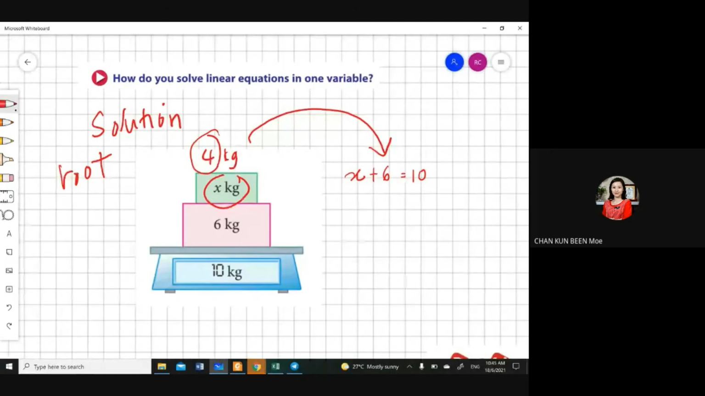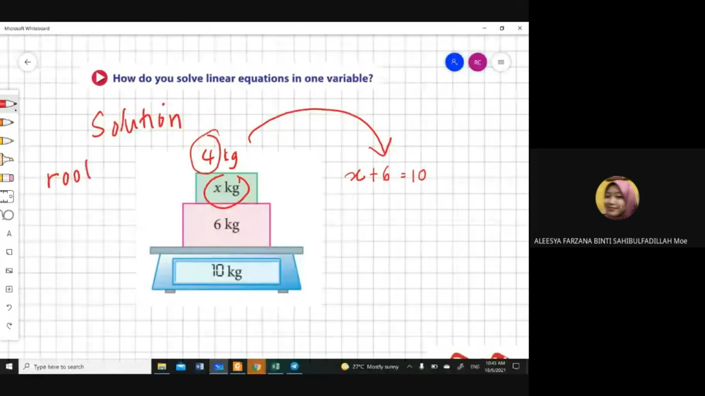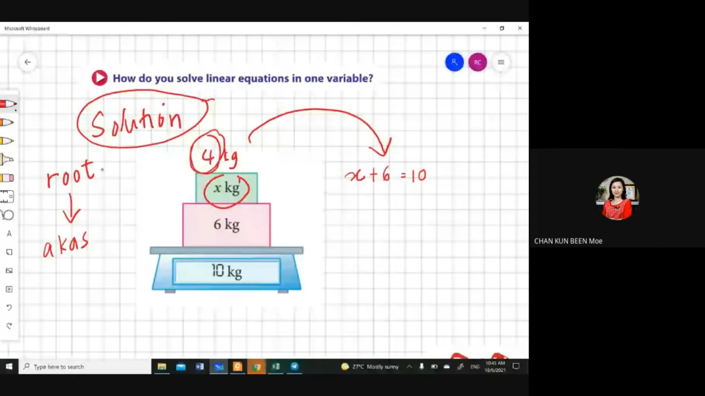The root, in Malay what is root called? Root is called akar, right? But in mathematical language, root in Malay is called punca. Not akar. Okay, so you don't have to worry first. Now we are going to learn on how to solve the linear equation. You just remember, once you found out the answer it is called the solution. And then the solution is actually the root. You are going to use this word in the higher forms later on, 2, 3, 4, 5.